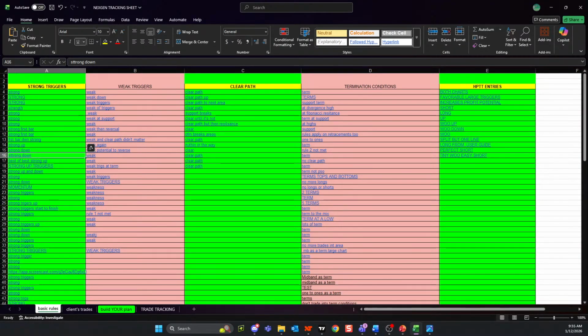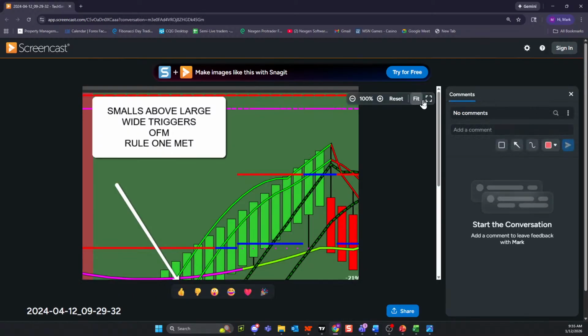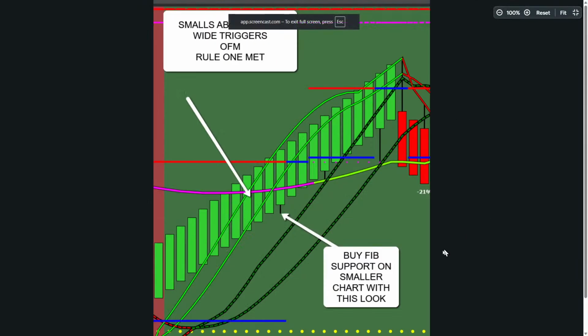Take this spreadsheet, and from this spreadsheet, start going through those pictures. Because if you click on pictures of strong triggers, let me show you exactly what you're going to see. You're not just going to see a picture of strong triggers. It is literally going to describe why they are strong.